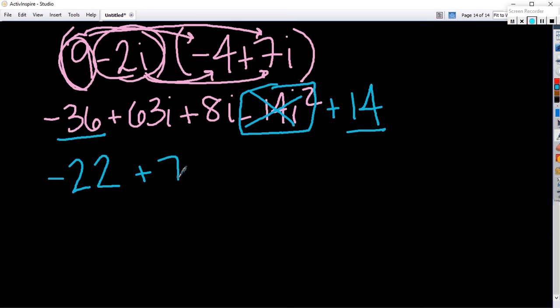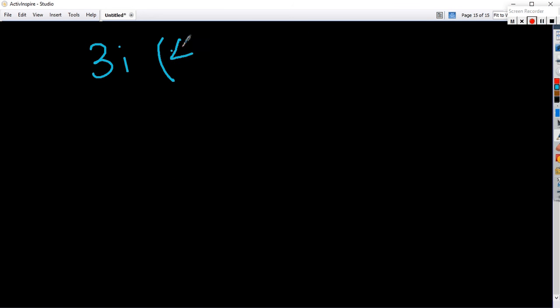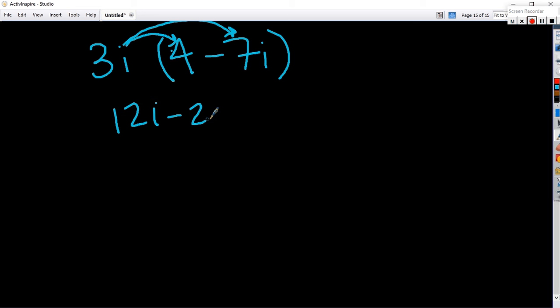So this is the extent of multiplication. Now sometimes they might have an imaginary on the outside instead of two complex numbers, so maybe it looks something like this: 3i times 4 minus 7i. In which case you're still just distributing through. 12i minus 21i squared. There's just nothing to combine.